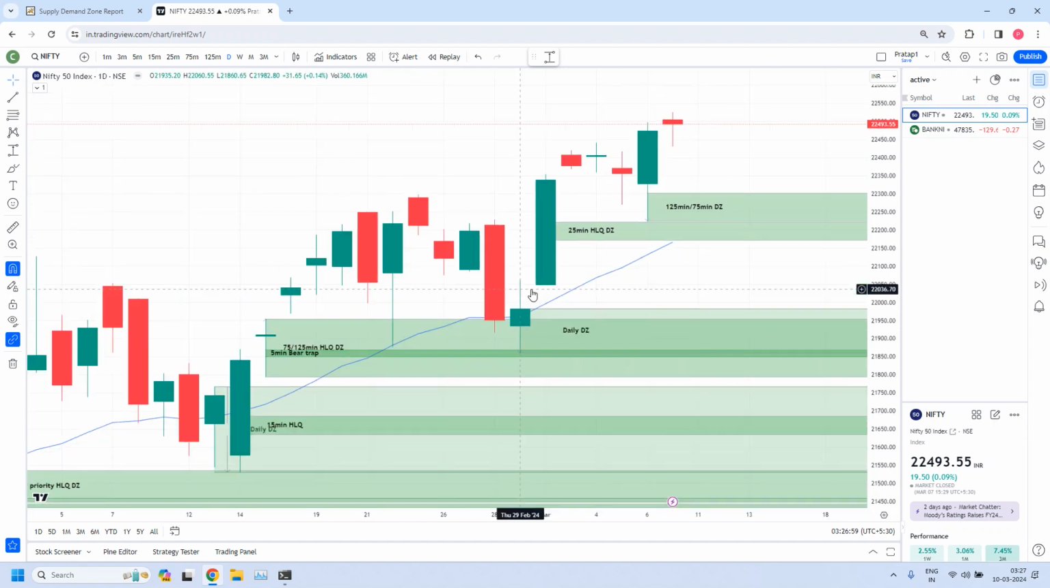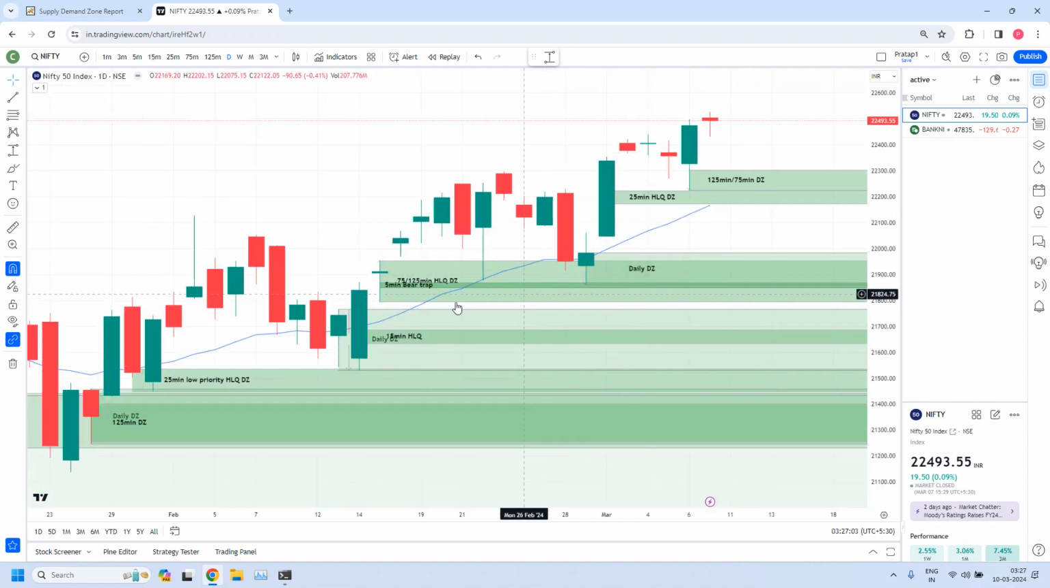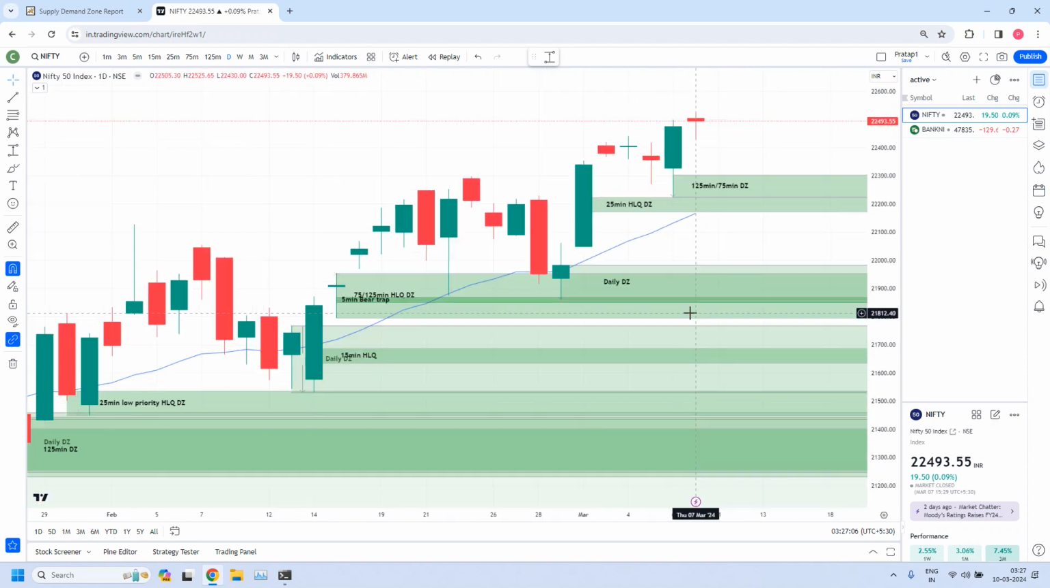Institutions are making a very clever move. That is what we should understand. These are all how they are trying to trap us. But who is helping us? These high liquidity zones are helping us. Based on these high liquidity zones, we are trying to understand how institutions are thinking and trying to trap us. Okay, now let me go to this 25 minutes.